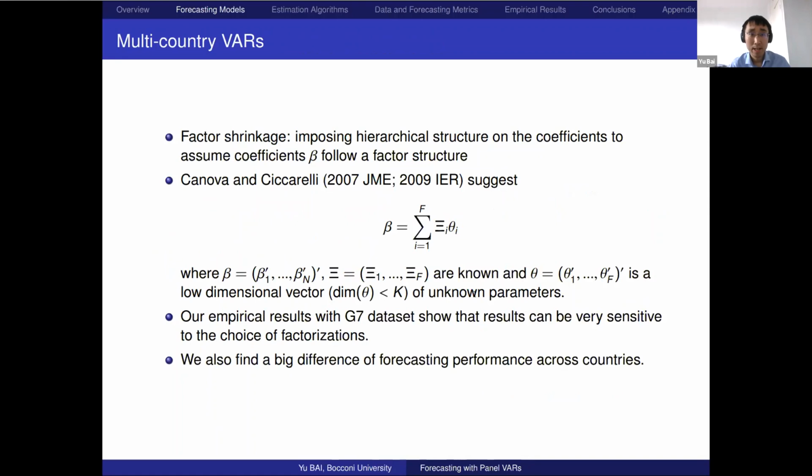And the last one is factor shrinkage, which is very popular in the early generation of this type of panel VAR literature. By prior, we assume that unrestricted model parameters can be decomposed into a factor structure, where factors are specific. It can be one global factor and other factors related to variable-specific, country-specific, and also lag-specific. In our empirical results, we find that the results are also very sensitive to the choice of the factorizations and also have big differences between different countries.